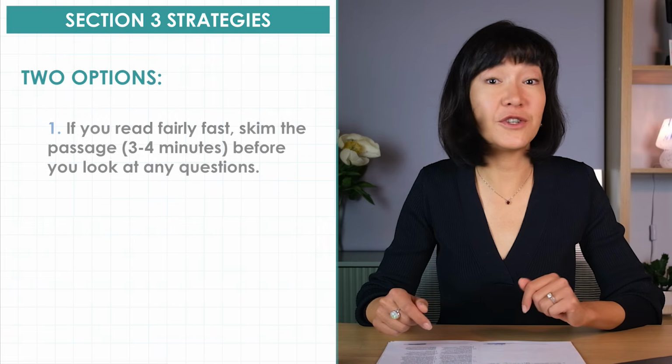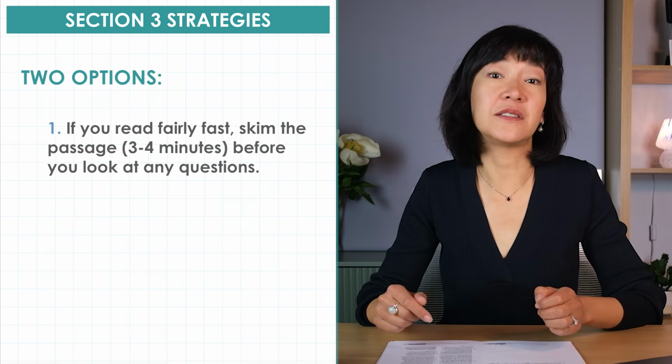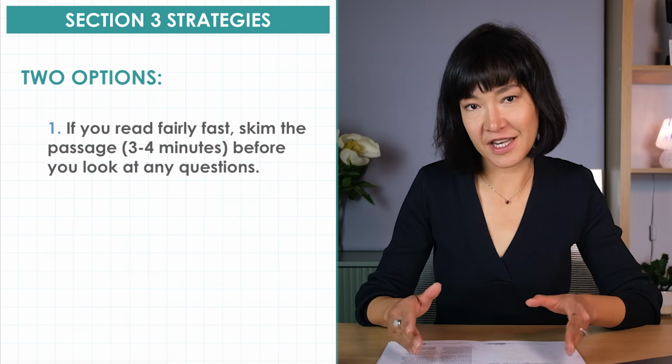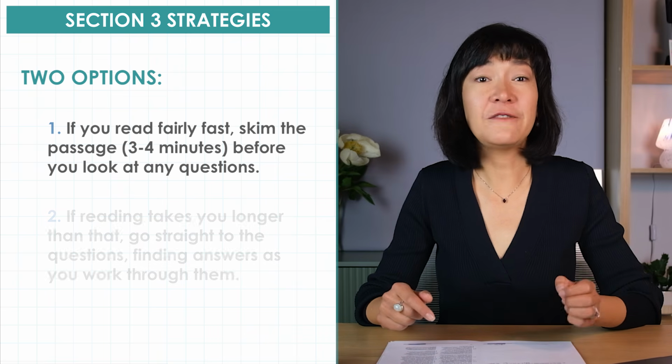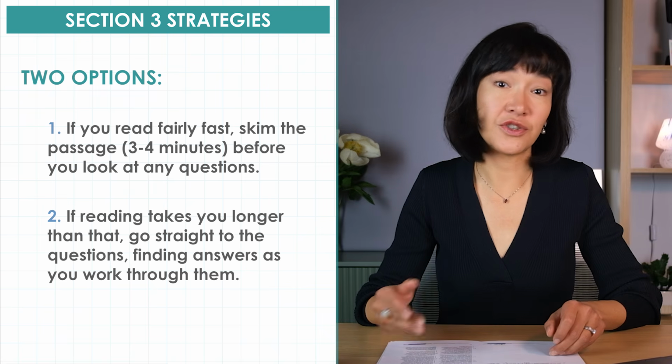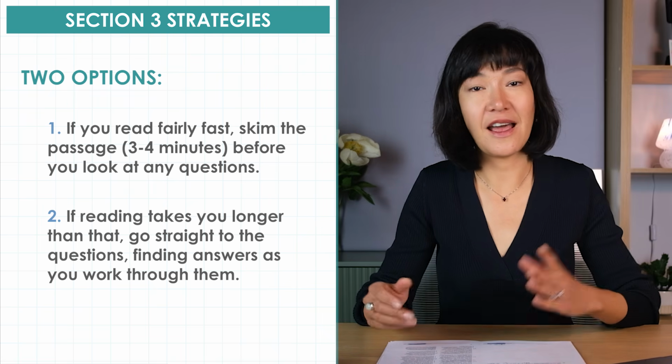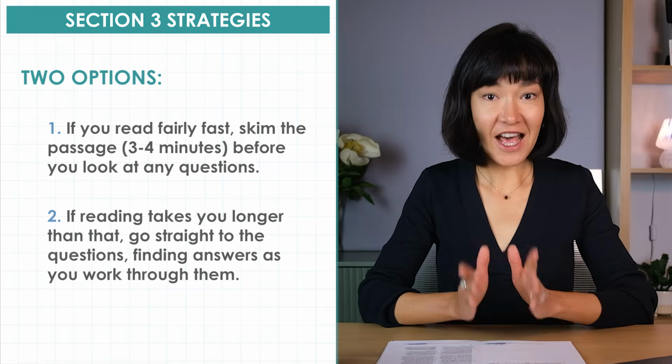With a passage this long, you've got 2 options. If you read fairly fast, skim the passage in 3 to 4 minutes before you look at any of the questions. This gives you a rough map of where things are. If reading takes you longer than that, go straight to the questions, finding answers as you work through them. Either way, when you read, highlight keywords, surnames in particular, because you need them for the matching features task in just a few minutes. And finding them later is much faster if they're already marked in the text.